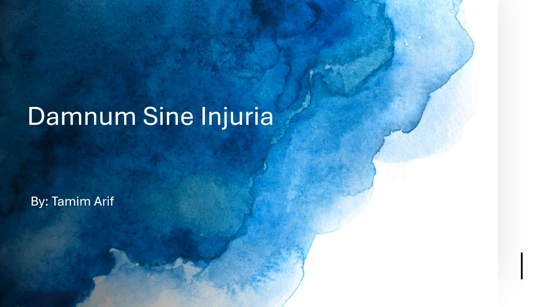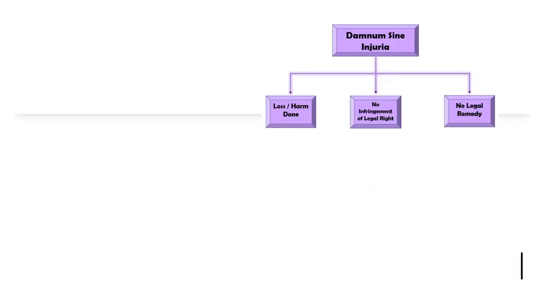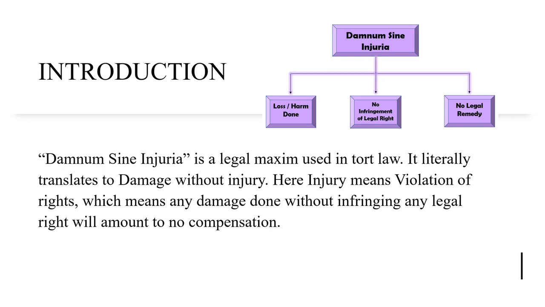Firstly, what is Damnum Sine Injuria? It is a legal maxim which is made out of three words, that is damnum, sine and injuria. Damnum denotes damage, which can be of any type, like substantial damage of money, comfort, health, etc. Then sine means without and injuria means injury.